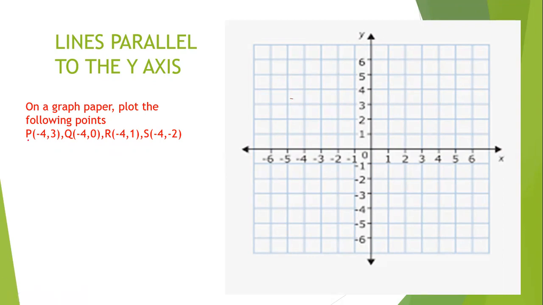The name of the point is P and the coordinates are (-4, 3). So -4 is our x coordinate and 3 is the y coordinate. Always remember the order. The first one is x and the second one is y. X coordinate, y coordinate. So here the x coordinate is -4. Where we have -4 on the x-axis, it is here, right? And the y coordinate is 3. Where we have 3 on the y-axis, it is here.